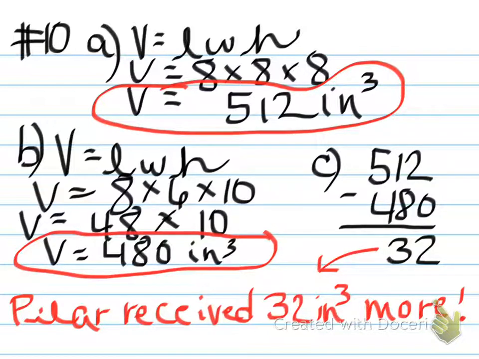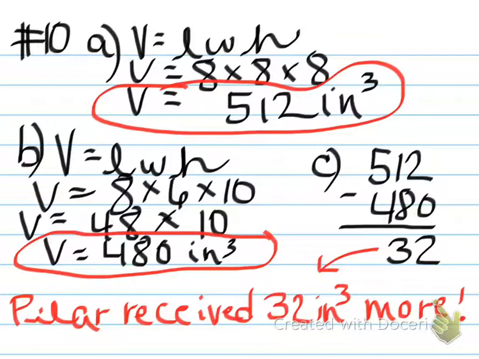Part B, this was Amanda. She chose the taller box of popcorn that was on the right. The sides were 8 by 6 by 10. Again, you can put this in any order you want. I just went ahead and did 8 times 6 is 48. 48 times 10 is 480. Again, cubic inches. Part C was asking who had more popcorn and by how much more.